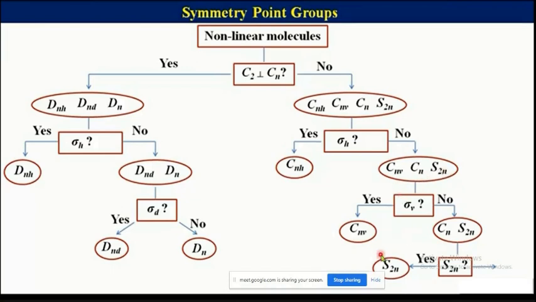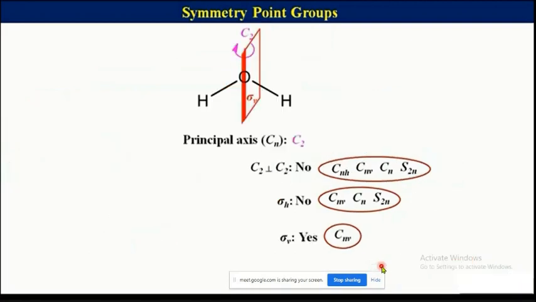In that case, the point group will be Cnv. And for the remaining Cn and S2n, you have to see whether it has an improper axis of rotation or not. If so, then the point group will be S2n. Otherwise, the point group will be Cn. So this way you can categorize the point group of the given molecule. Okay.